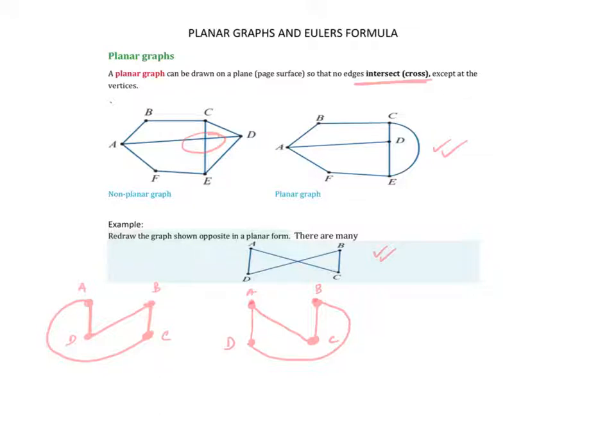And I can move the vertices around. Don't think that you can't do that. So this time I could do A and move C up there, move B down there and D there. Now I need to make sure that A connects to D, which it does. I need to make sure that B connects to C, which it does. I need to make sure that A connects to C, so I'll do a straight line there. And I need to make sure that D connects to B. And there's that line there. So that is also planar form for that graph up there. And there are many more.